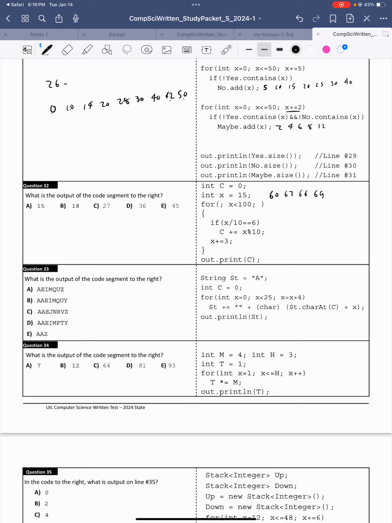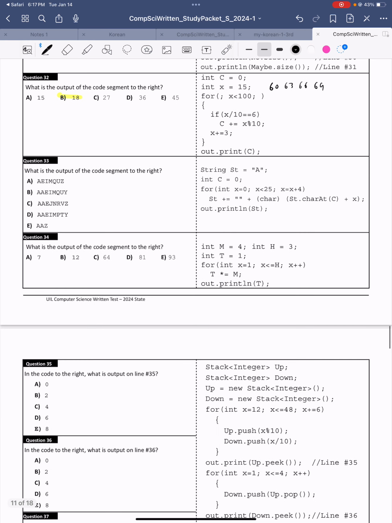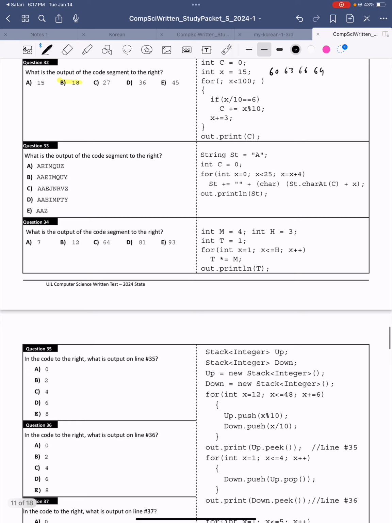If x divided by 10 equals 6, yes. And then what do we want to do? We want to mod 10 it. So 3, 6, and 9. 9 plus 9 is 18, which is B. This one.